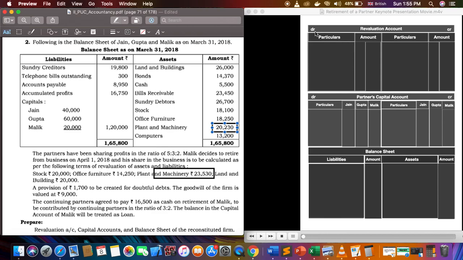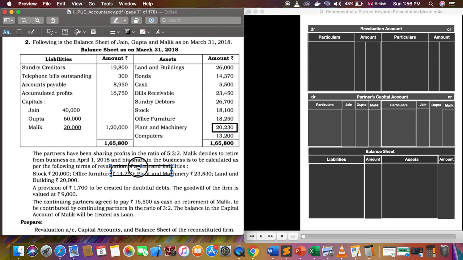So since the debit side is on the left, we'll start with the debit entries for the revaluation account. Whenever there is a loss or reduction in the value of assets, you will write it on the debit side. If there is an increase in the asset value, or if there is an income or profit, you write it on the credit side of the revaluation account. All right, so let's start with the first entry, which is office furniture.